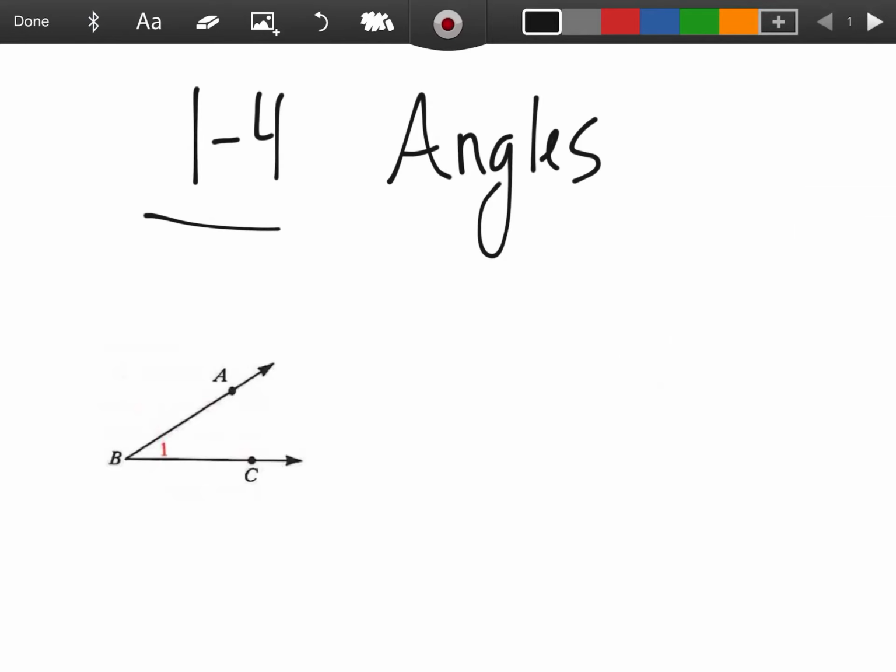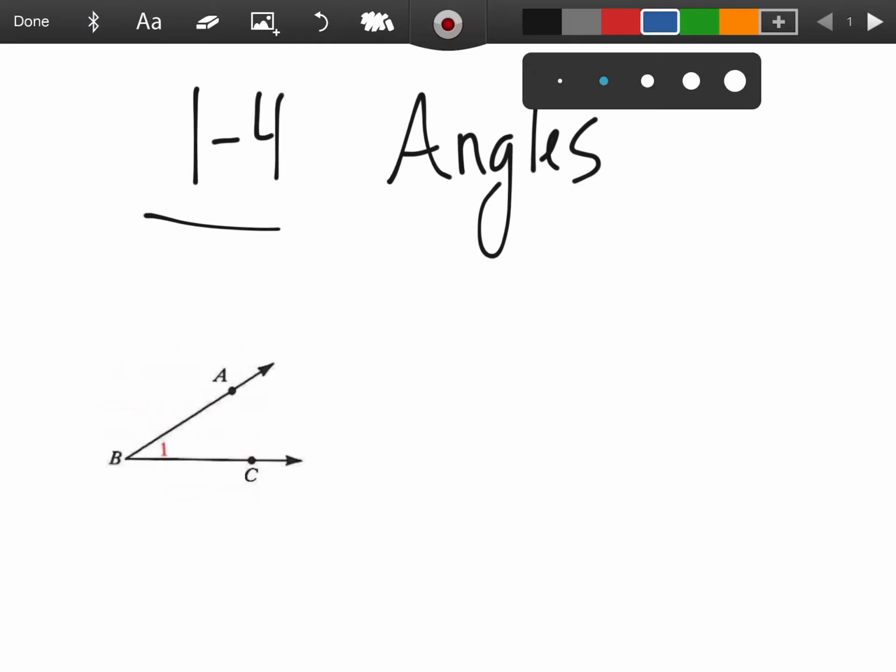All right, welcome. Moving on to section 1.4, we are talking about angles now. So we're introducing angles. This is probably something that you've seen before. However, if it's not, that's totally fine.